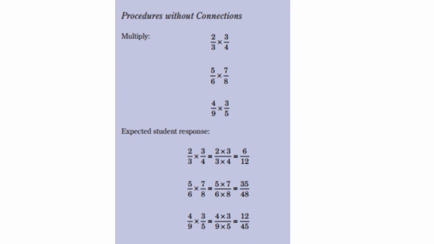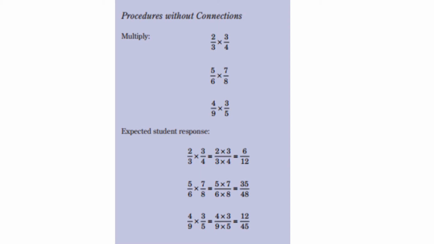Next, procedures without connections. The teacher gives me a problem, 2/3 times 3/4, or 5/6 times 7/8. I know how to do it because I know the procedure. So I know it's top number times top number, bottom number times bottom number. So I get 6/12 for the top one. I get 35/48 for the middle one. I have just done math, but there's no connections as to what that means.